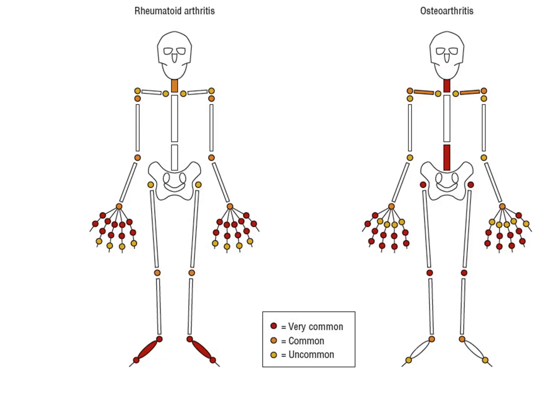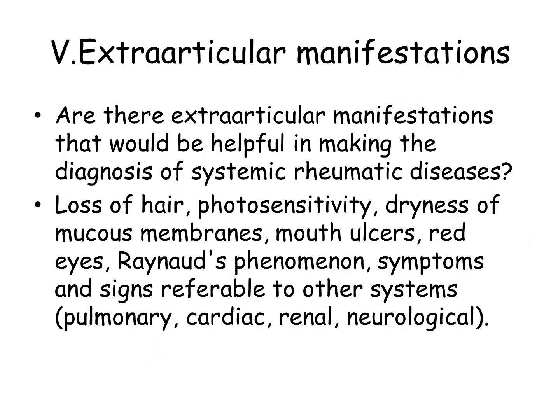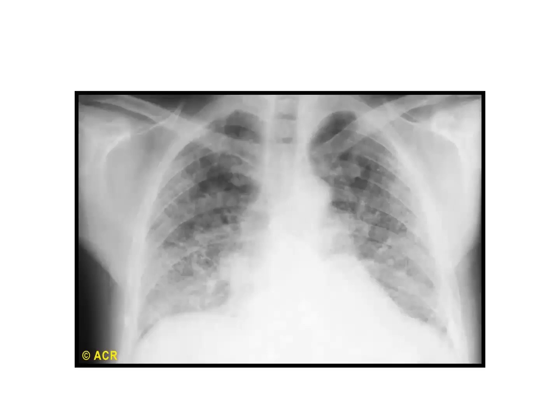If any of these three questions is answered in yes, then we are going to ask 5 questions. Is the involvement articular or non-articular? Is it acute or chronic? Is it inflammatory or non-inflammatory? What is the pattern of joint involvement? And the 5th question is, are there any extra-articular manifestations? For example, loss of hair, photosensitivity, dryness of mucous membranes, mouth ulcers, etc. So GI, lungs, heart, kidneys, neurology, any system can be involved.